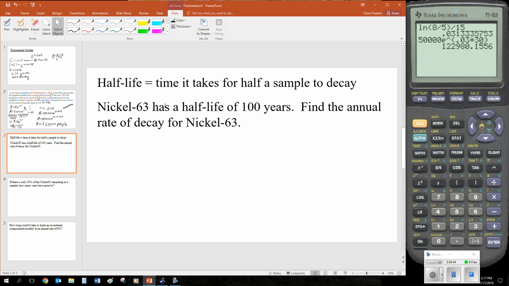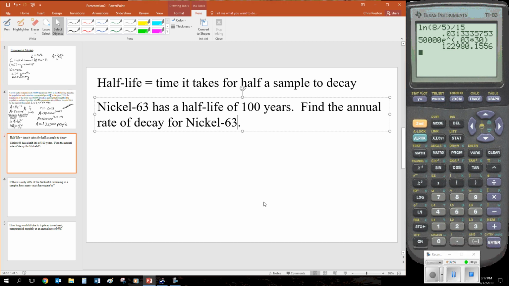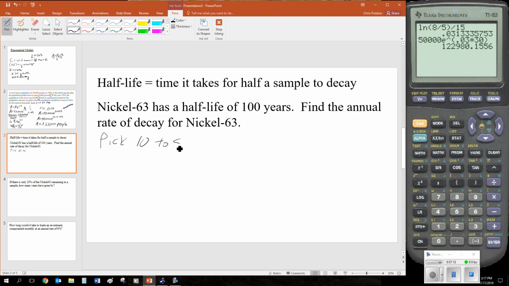Okay, so let's say we were told nickel-63 has a half-life of 100 years. Find the annual rate of decay of nickel-63. Now, the problem there is it doesn't seem like I have a lot of information. What I'm going to do is pick an amount to start with. So I'm going to pick, I don't know, 10 whatever, grams, kilograms, tons. It doesn't really matter to start with.